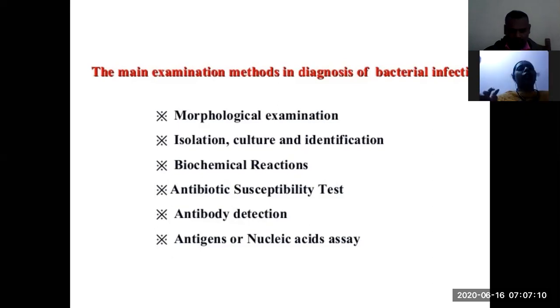So we can go for morphological examination. Number two, isolation, culture and identification. Sometimes it is difficult to identify the bacteria by morphology because Staphylococcus is also coccus, round shape. Streptococcus is also round shape. So we don't know to confirm whether it is a Staphylococcus infection or a Streptococcus infection. So for that we can go for further identification tests.